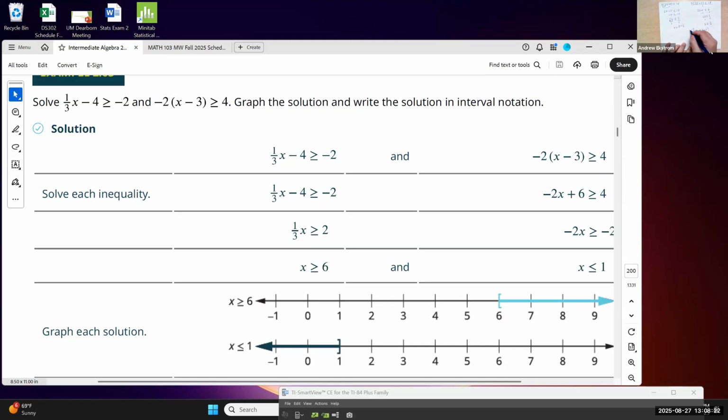So I multiply everything here by 3. 3 times 1/3 is going to be 1. 1 times x is x. 3 times -4 is -12. 3 times -2, -6. So we get x greater than or equal to -6 plus 12, or 12 minus 6. 6. What did the book have?